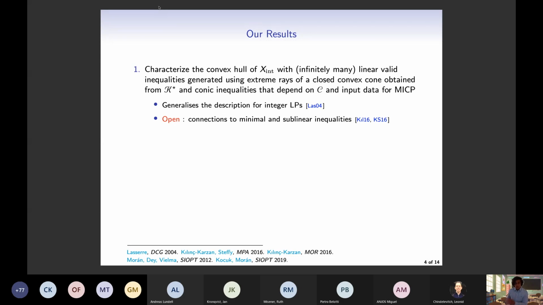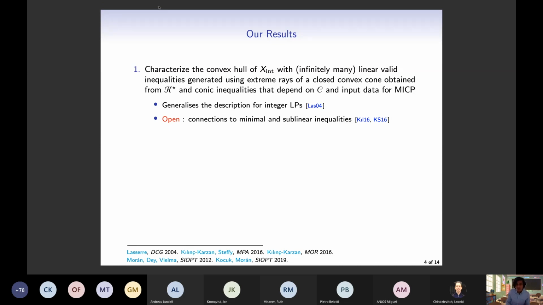Okay, so what is the difference between our theorem and what is already known? So we have a different characterization. It's not entirely clear if the characterization that we have is exactly the one matching what's in the literature, because there are a few differences. The setting considered in the literature is described in a slightly different way than the MICP that I just showed on the first slide. So it's not just that you look at two things and say, oh, they are the same. There's some work involved in forming the connections. And the other thing is there are some necessary and sufficient conditions known for these minimal and sublinear inequalities. So that is an open question that we haven't looked at in this work: is the description that we get exactly the same as what is known through minimal and sublinear descriptions?